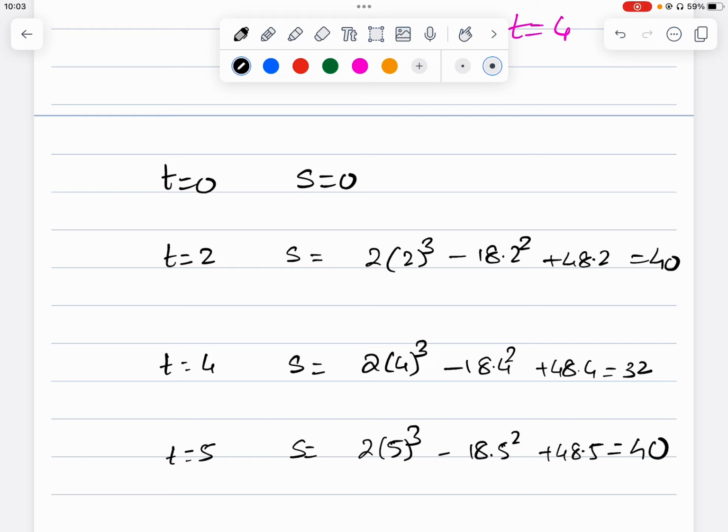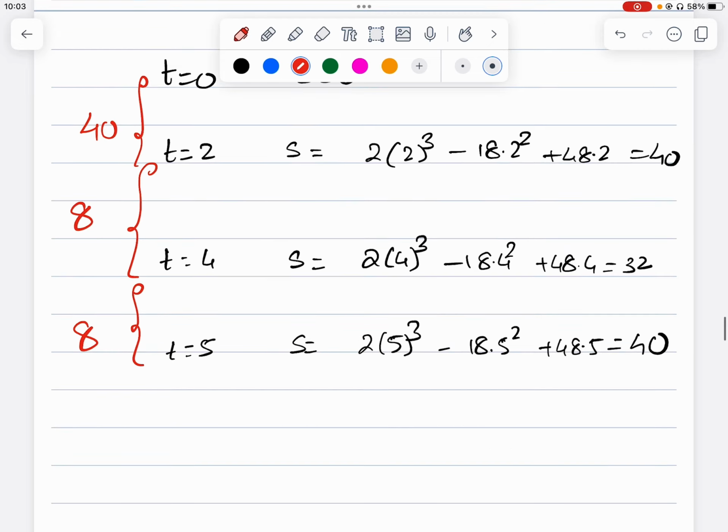So what is happening? From 0 to 2 seconds, it is traveling 40. From 2 to 4 seconds, what is happening? It is traveling only 8 meters because it is stopping and coming back. So 8 meters. Again, it is stopping and going again further, another 8 meters because 40 minus 32 is 8. So the total distance will be 40 plus 8, which is 56.